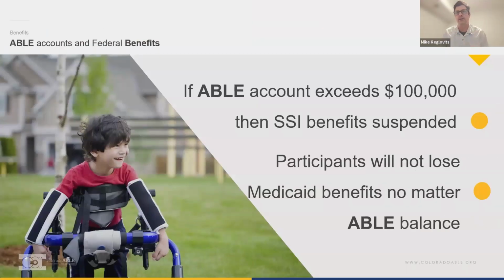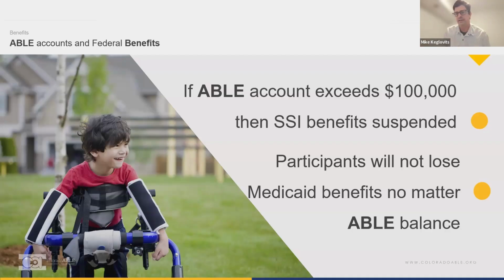So the other thing is, if the Able account exceeds $100,000, SSI would be suspended, but Medicaid would not go away. Even if the account grew to $300,000, they could still continue to have their Medicaid benefits. And if the individual has SSDI, SSDI is not impacted by that $100,000 mark.